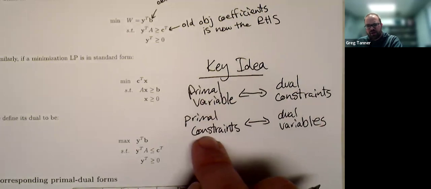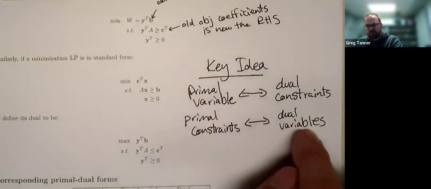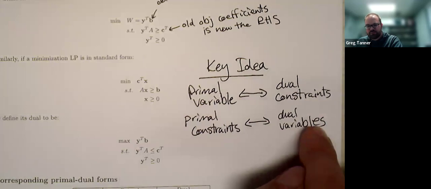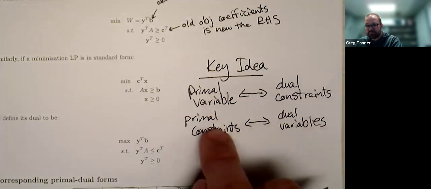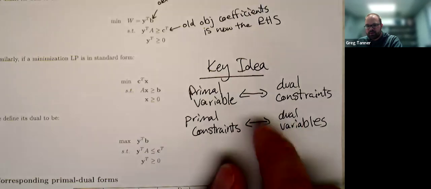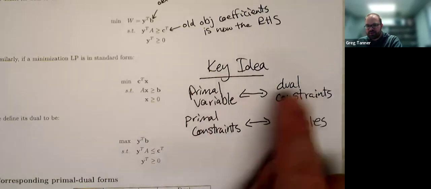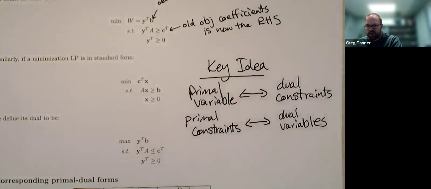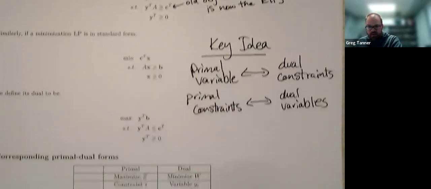We saw that already with shadow prices. Those were our dual variables, and each shadow price corresponded to one of the constraints. So variables go to constraints as you switch from dual to primal or primal to dual.